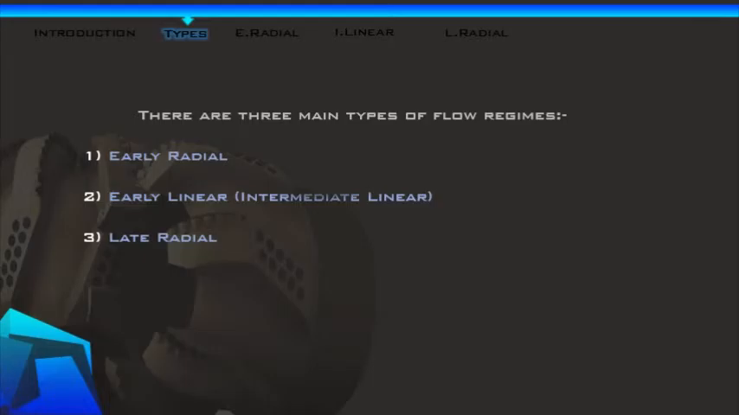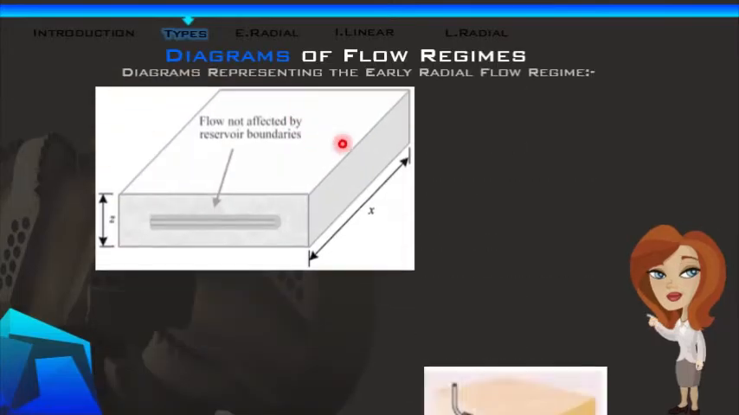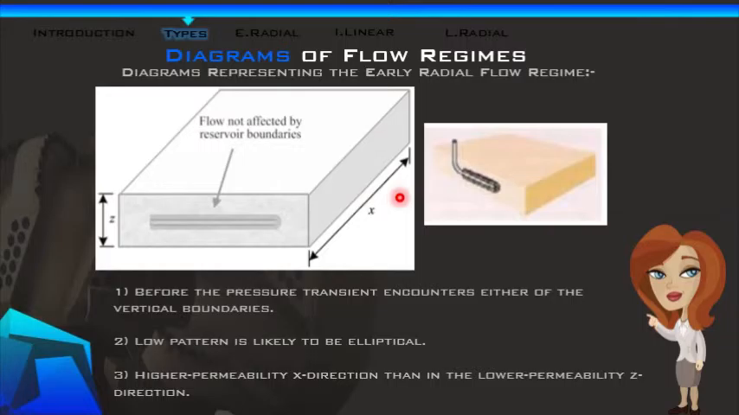Next, I will be explaining to you about the different flow regimes. We have three different flow regimes: early radial, early linear, and late radial. You can see the pattern here from radial to linear and then change to radial. And this is the first one, the early radial flow regime.